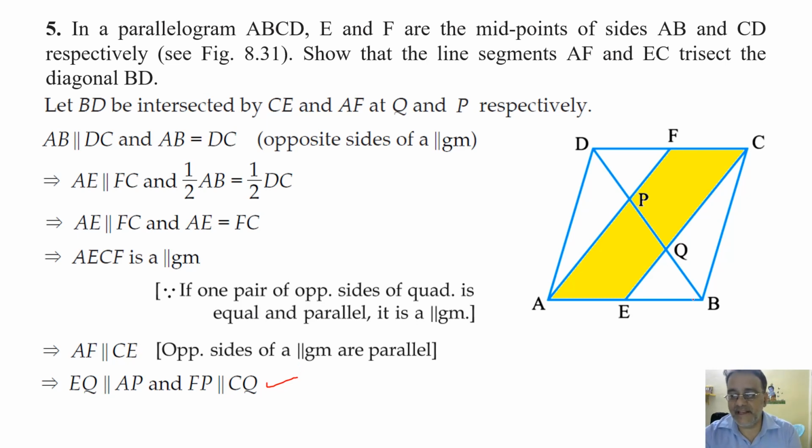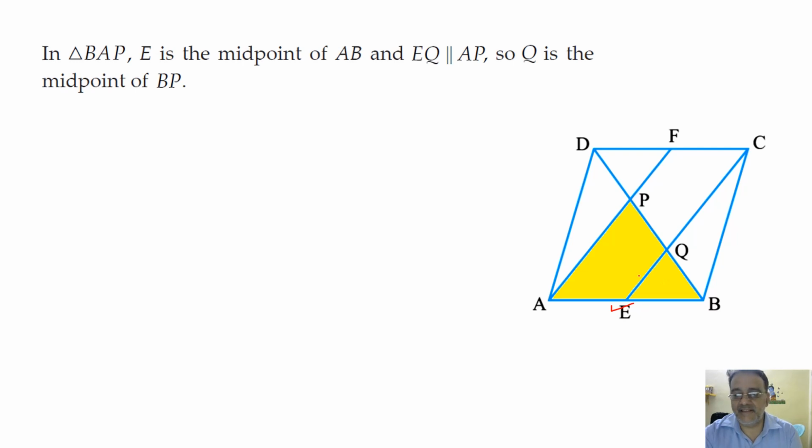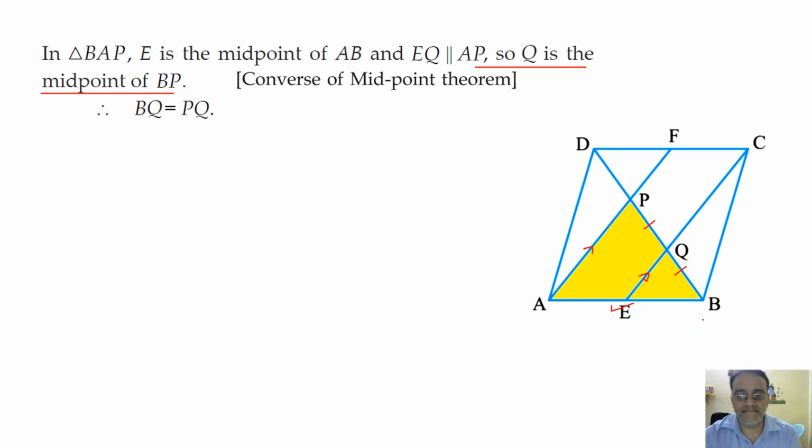Okay. Now in triangle BAP, E is the midpoint of AB. It is given, and this is parallel to this one. Already proved. So by converse of midpoint theorem, Q is the midpoint of BP. Midpoint of BP means BQ is equal to PQ. Is this clear? Yes, sir.